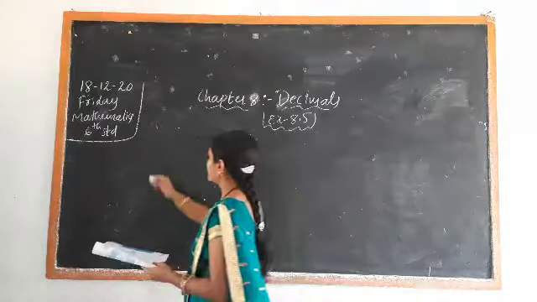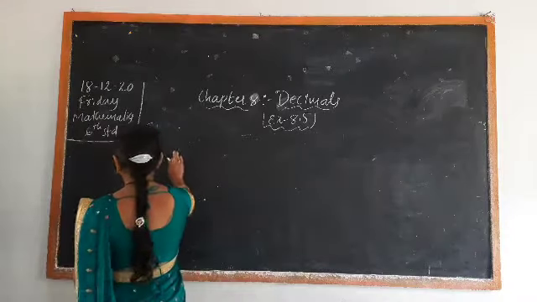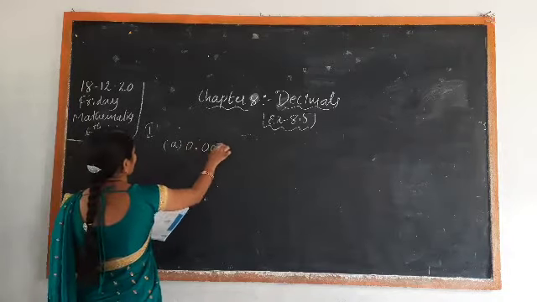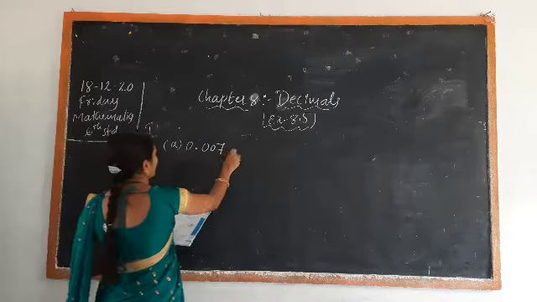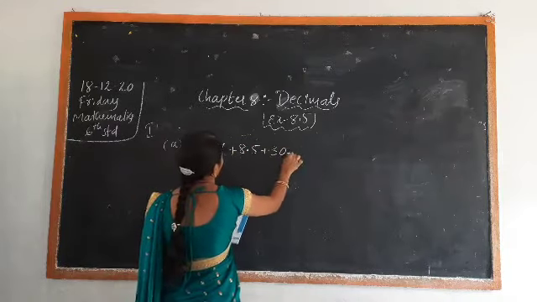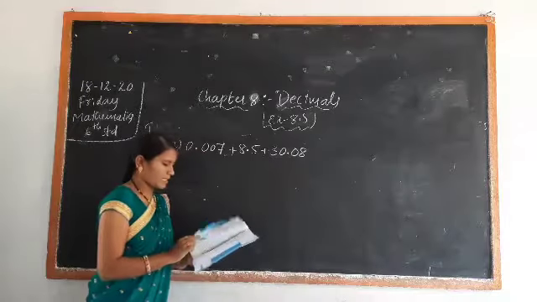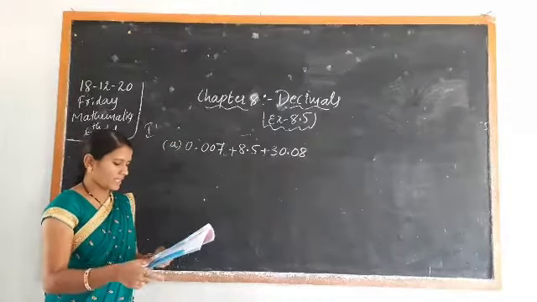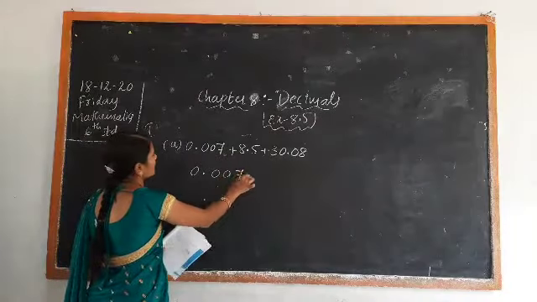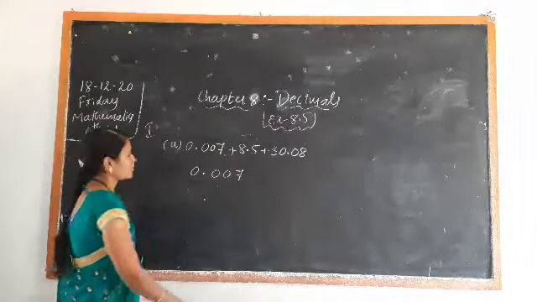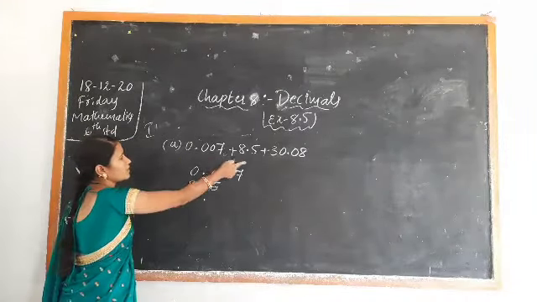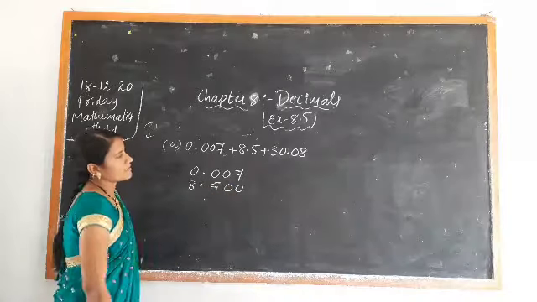You have to write the first question, which is 0.007 plus 8.5 plus 30.08. What are you doing here? Writing the decimal point for 0.007 is very important. Here I will write 8.5. Why? Because wherever it is in decimal form, you have to write equally and write zeros for the remaining places.